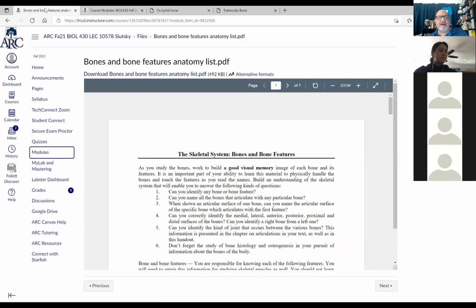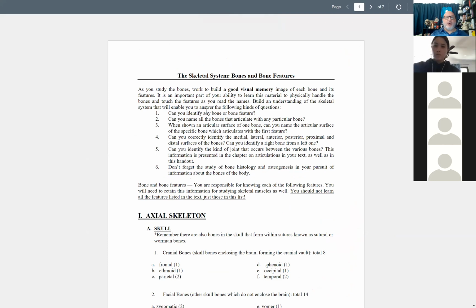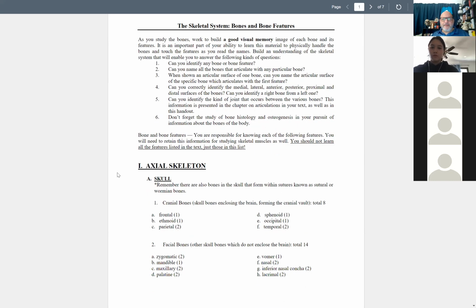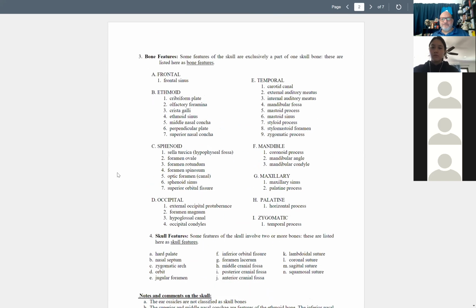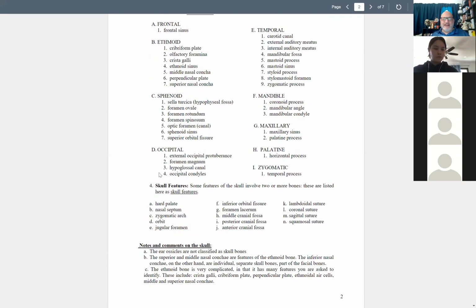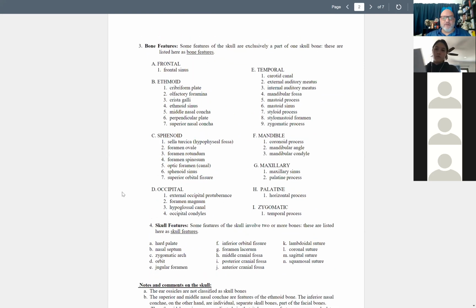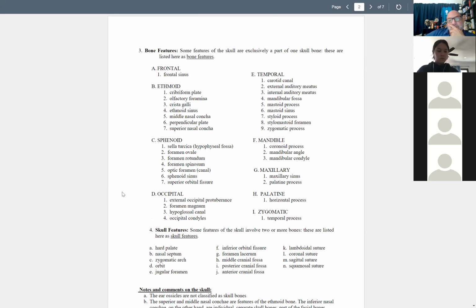The other thing that you have here is this bone and bone feature list. For that occipital bone, notice the occipital bone had dozens of different characteristics on it. How many of those characteristics are you actually responsible for? 4. How do you know? Under occipital, there's 4 listed. Exactly. Those are the 4 things that you're going to be responsible for. On the maxillary bone, how many bone features are you responsible for? 2. 2.